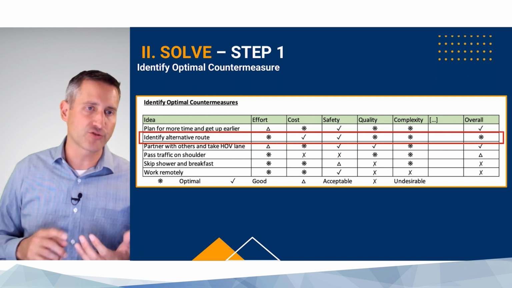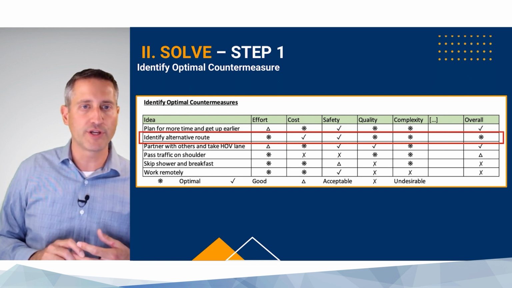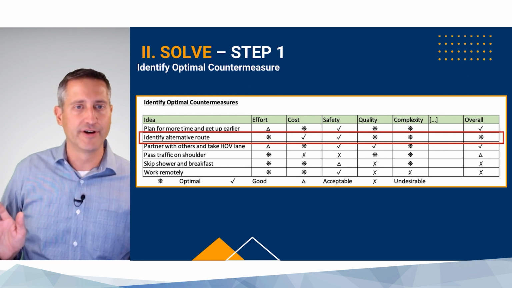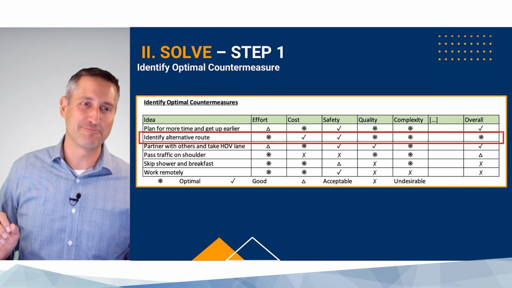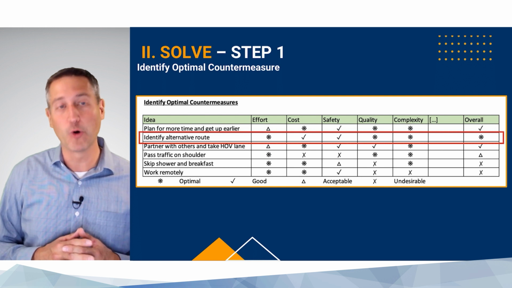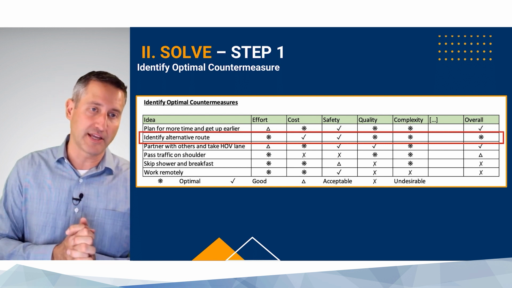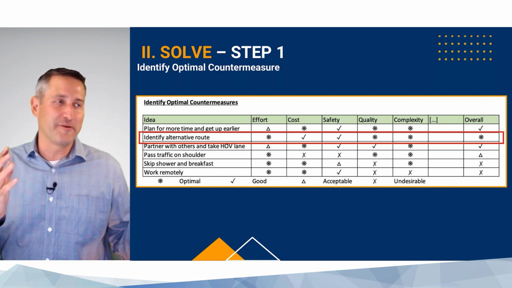And then if we look at the next ones, pass traffic on the shoulder, skip shower and breakfast, work remotely, each one of those has some X's. The safety impact of passing on the shoulder is too high. Skipping showers and breakfast, I think my coworkers are going to complain about that. So Joe is going to identify an alternative route, and this is very real actually.